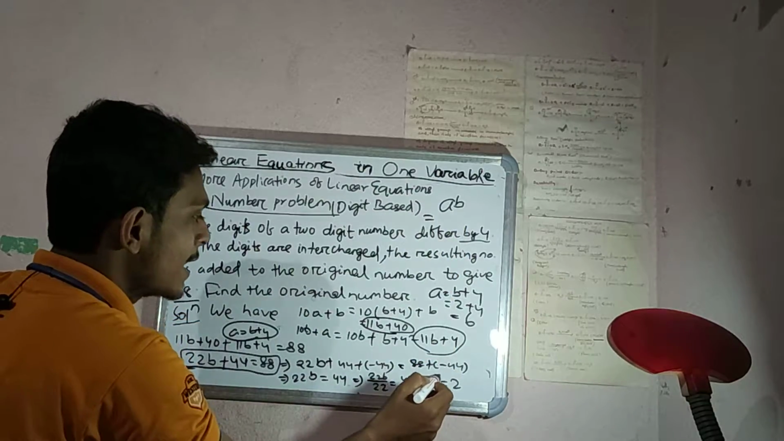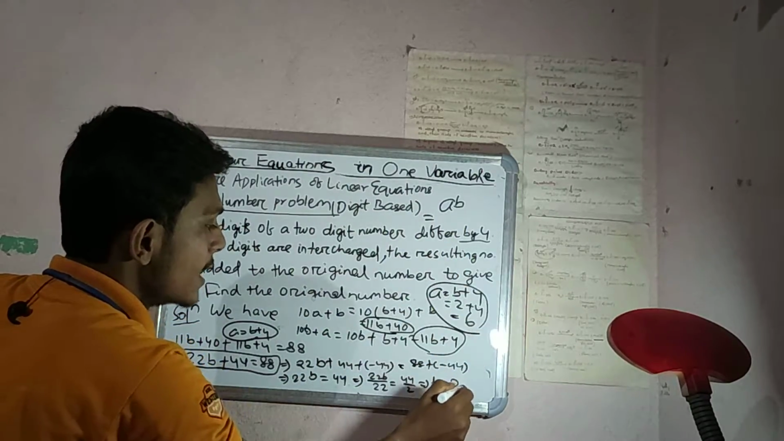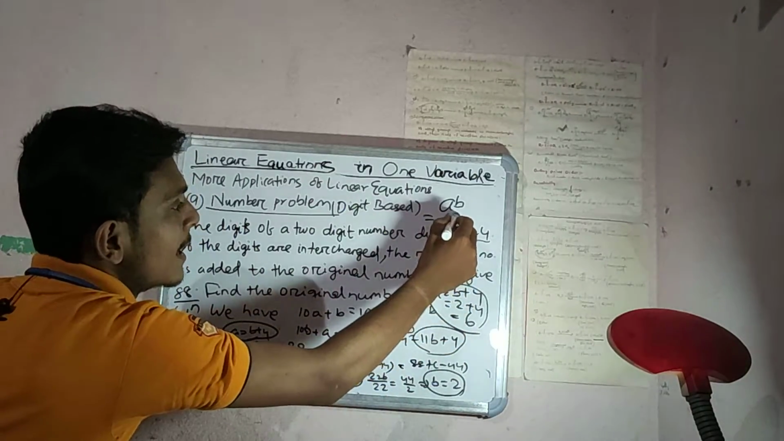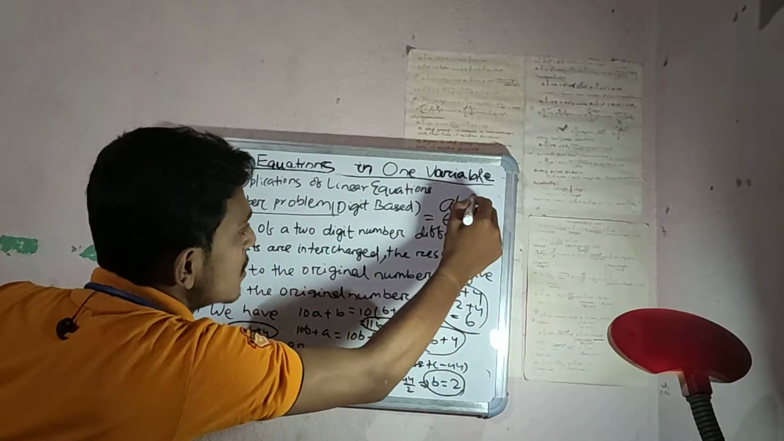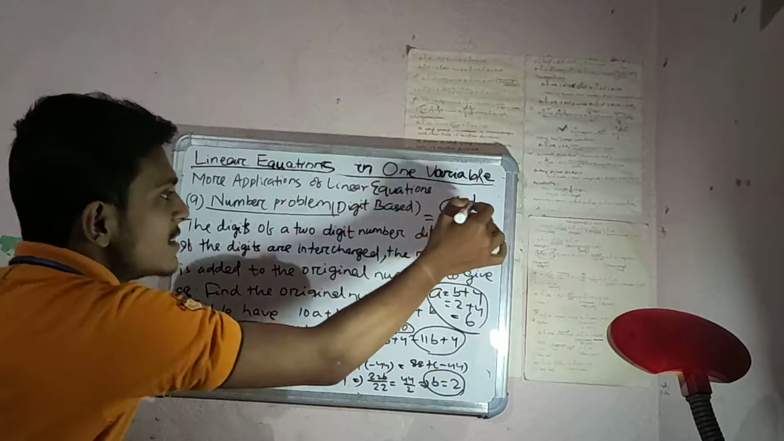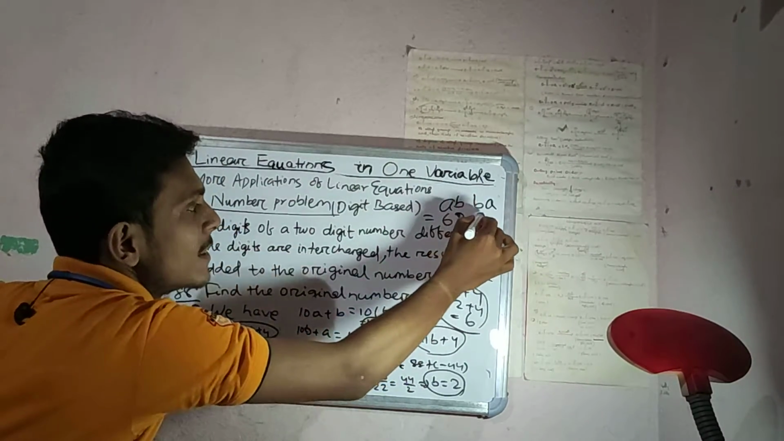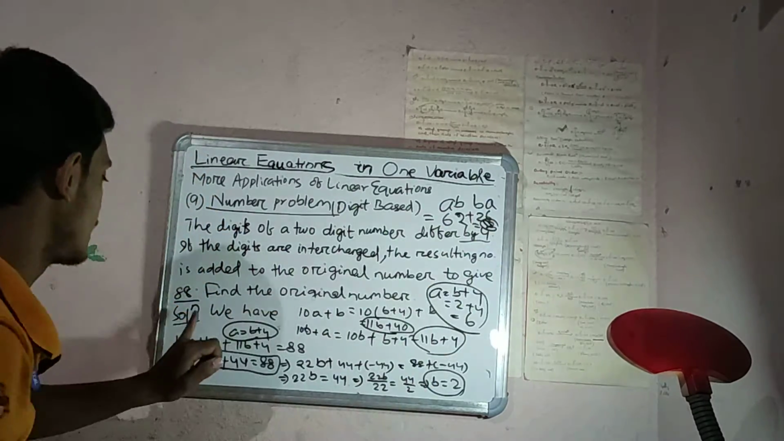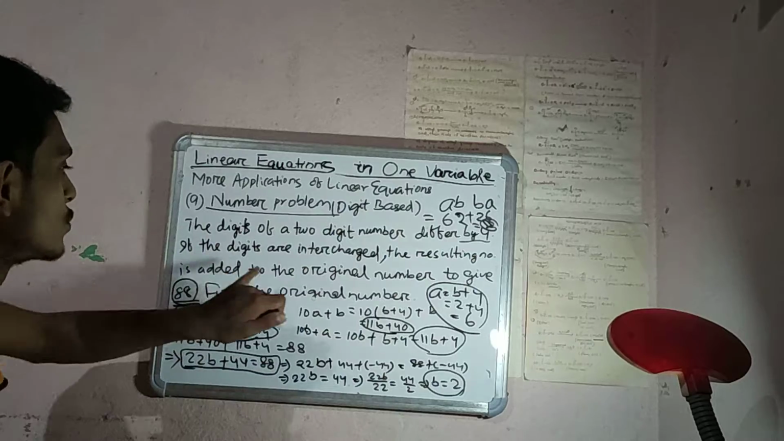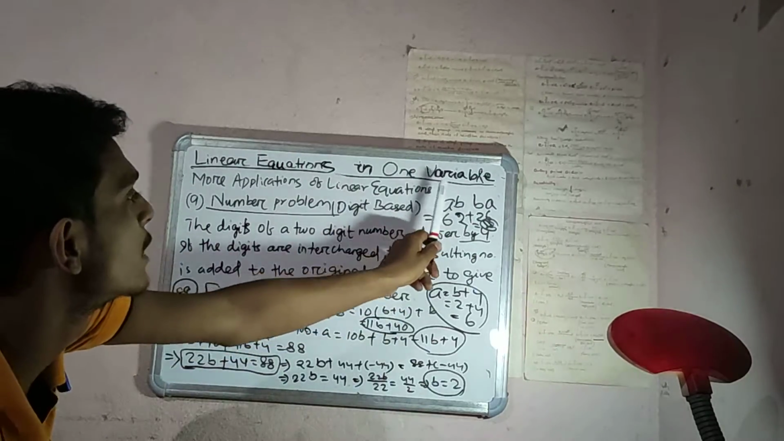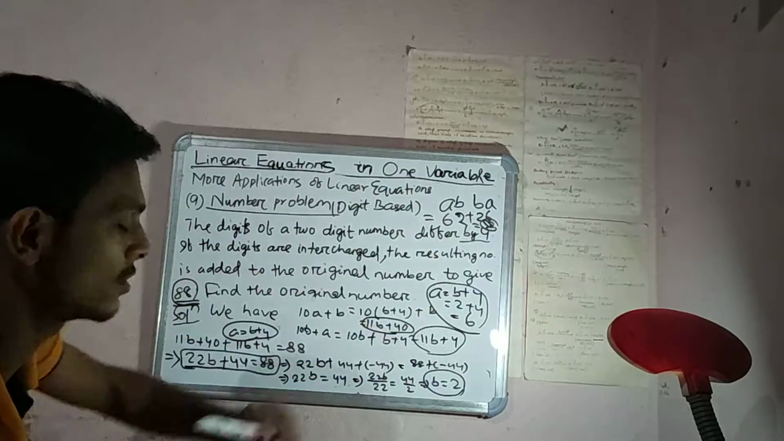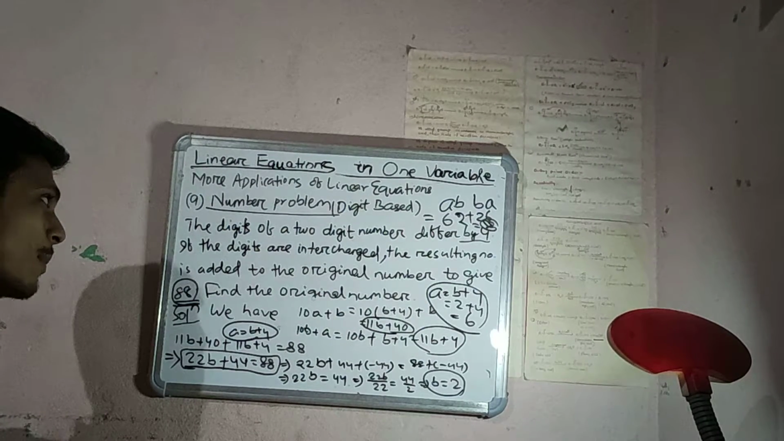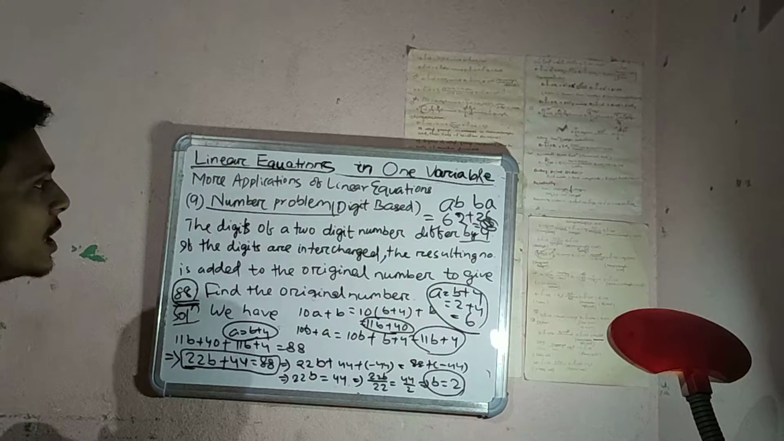So in place of a, I can write 6, and in place of b, I can write 2, that is a equal to 6 and b equal to 2. And what is the reverse, when the digits are interchanged? That is ba, that is 26. When I add these two, I can get 88. So according to the question, we can check whether it is true or not. In this way, the digit-based number problems are solved by using linear equations.